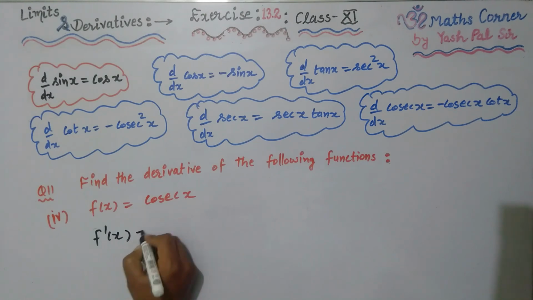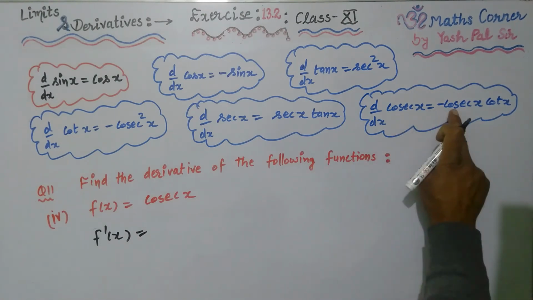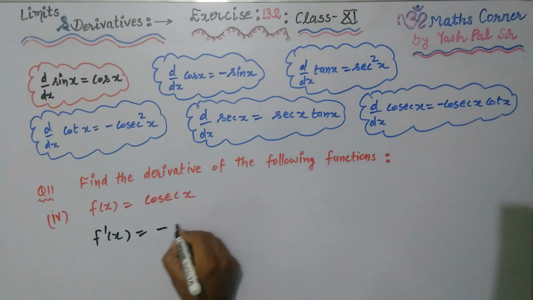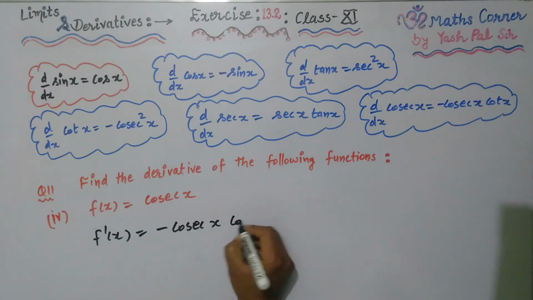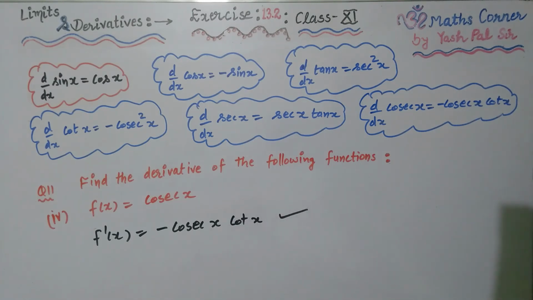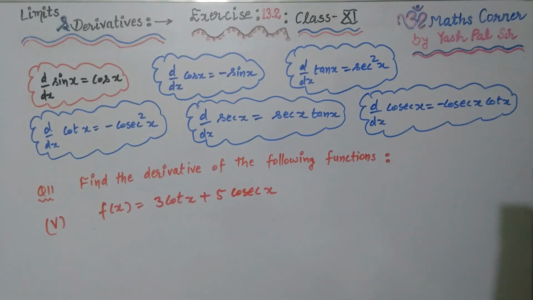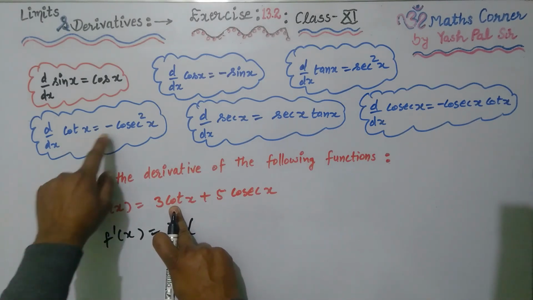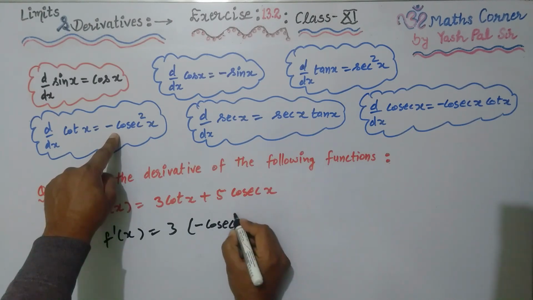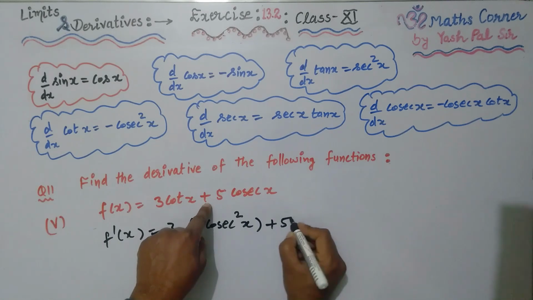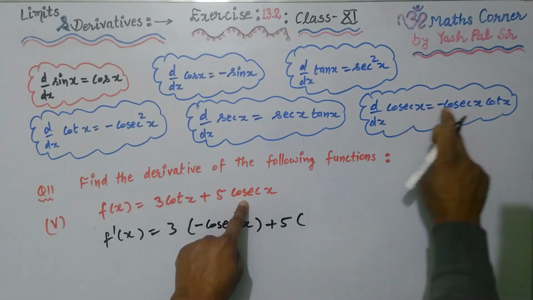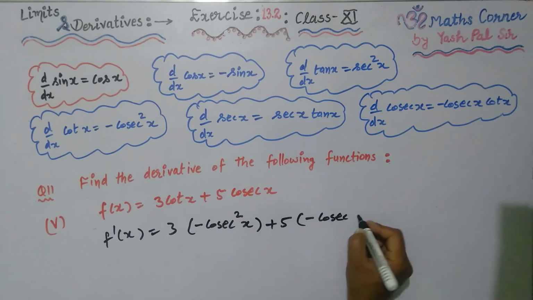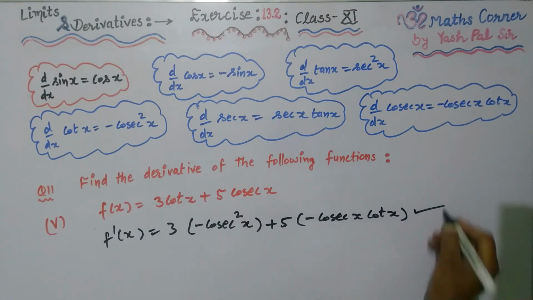Okay. Next is, find the derivative of f of x is equal to cosecant x. F dash x is equal to, what is the derivative of cosecant x? This is minus cosecant x into cotangent x. So this is the final answer. Okay. Now next part. Question is, find the derivative of 3 cotangent x plus 5 cosecant x. So here, f dash x is equal to 3 into, what is the derivative of cotangent x? This is minus cosecant square x plus 5. And what is derivative of cosecant x? This is minus cosecant x into cotangent x. So this is the answer.